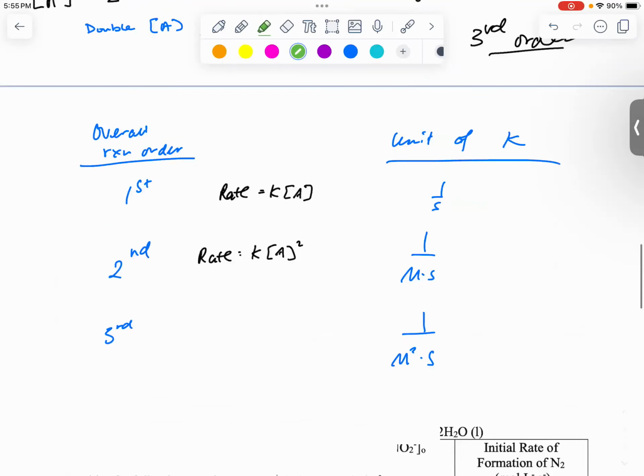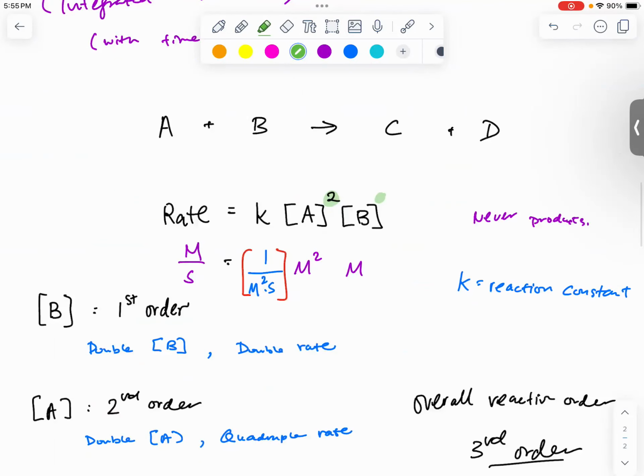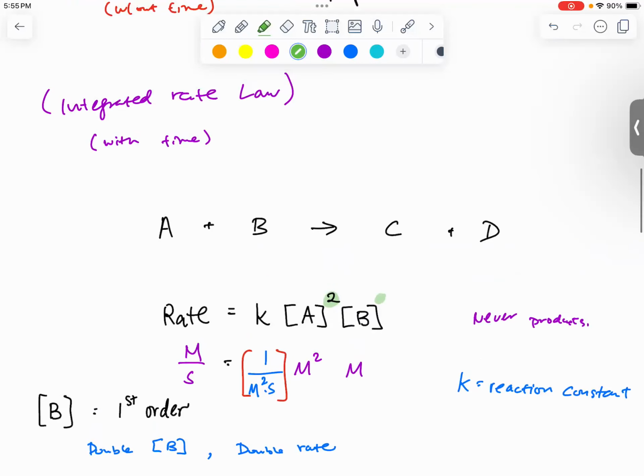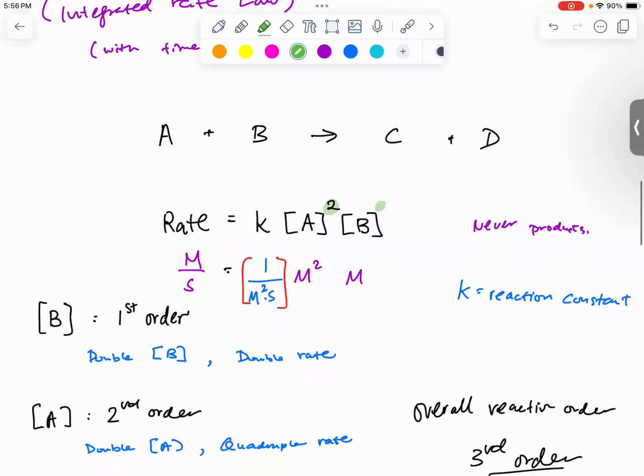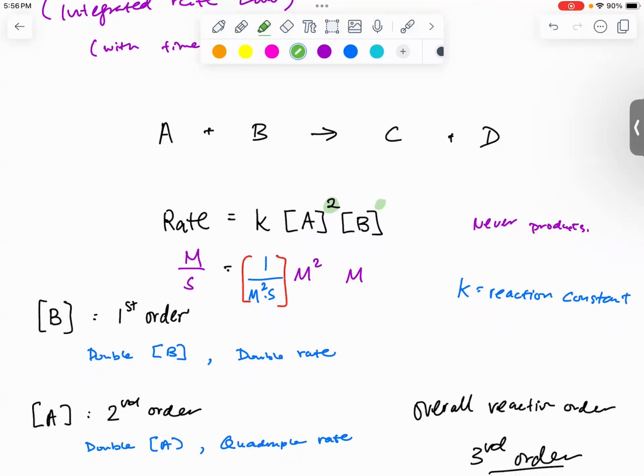Now, remember how we make the conclusion right here? How do we describe the first order and second order? And by the way, something that I did not say earlier, it is possible to have something called a zero order. That would look like zero order K. That means if you double your concentration, then what would happen to the rate? Nothing. Because there is no concentration.